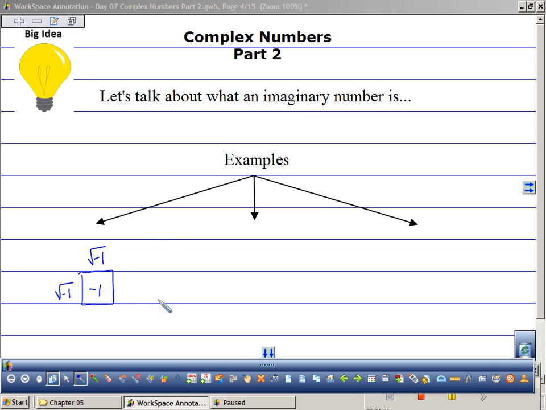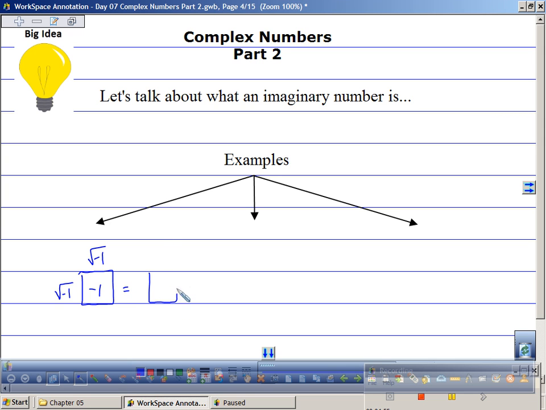Therefore, this is equal to, what's the same thing as -1 using I? I squared. So if this is I squared, what would be its equivalence on the sides here? I times I. Do you see how these two things are exactly the same thing?